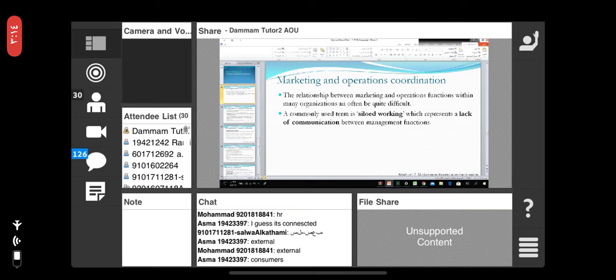طبعا the relationship between marketing and operation function with organization is quite difficult, as we see previously. صعبة because they have completely different functions. طبعا anything difficult sometimes we call it celluloid work, because there is no communication between the marketing, okay? Because communication بين الماركتينج والاوبريشن.